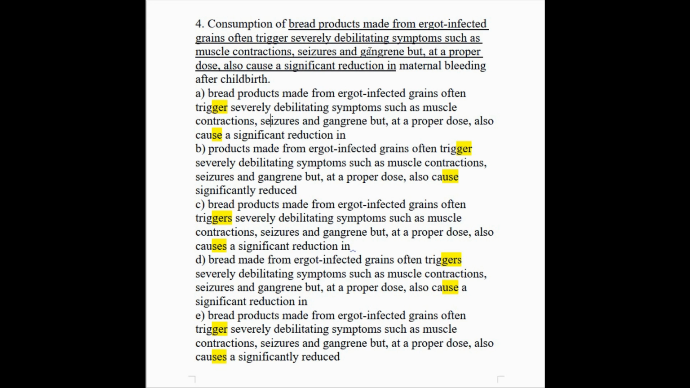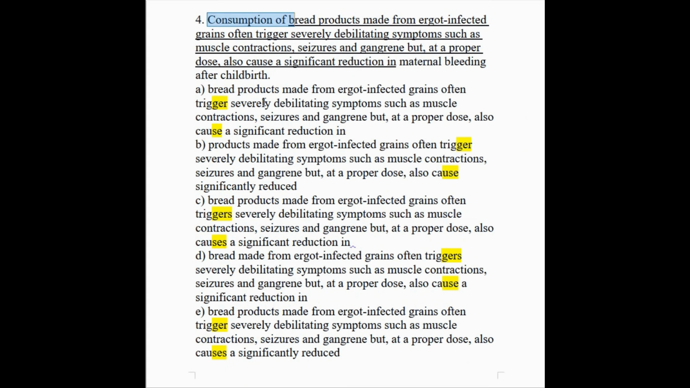because we're doing subject-verb agreement. So, consumption of bread products made from ergot-infected grains often trigger severely debilitating symptoms such as muscle contractions, seizures and gangrene, but at a proper dose also cause a significant reduction in maternal bleeding after childbirth. And as always in this exam, I read the sentence and I think, that sounds fine. It's only when you analyse more closely that you start to realise that there are some problems.